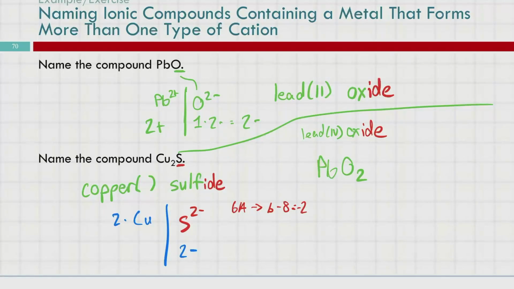We've got 2 coppers that have to balance out that charge. So in total, the coppers have to have a 2+ charge. So whatever the charge is on copper times 2 needs to equal 2+. So the charge on the copper has to be 1. So this would be copper(I) sulfide. Not too bad?